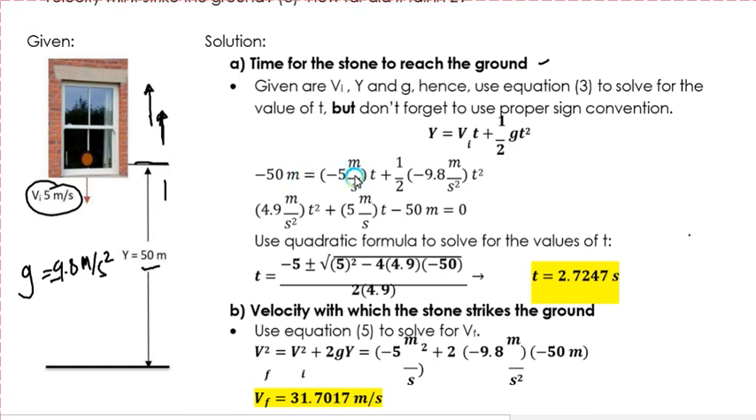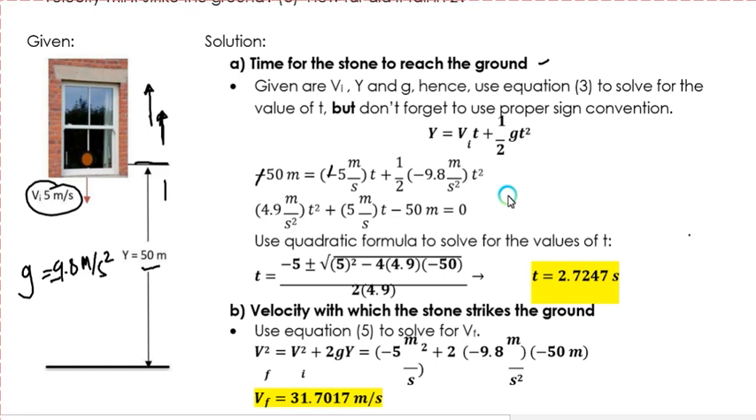So negative 5 meters per second times t, plus one half times negative 9.8 meters per second squared, since it is going downward, times t squared. What we are looking for is time. Take note that we can cancel the negatives so everything becomes positive, but we use the negatives just for convention. Even if we use positive values, we still get the same answer.